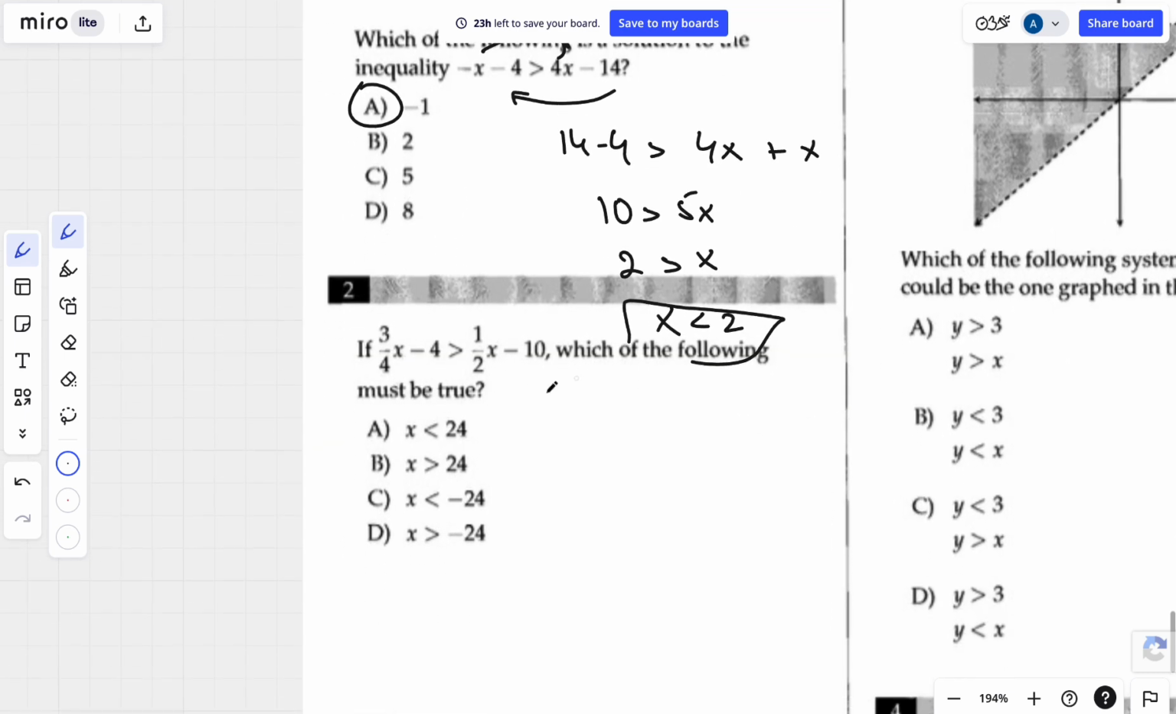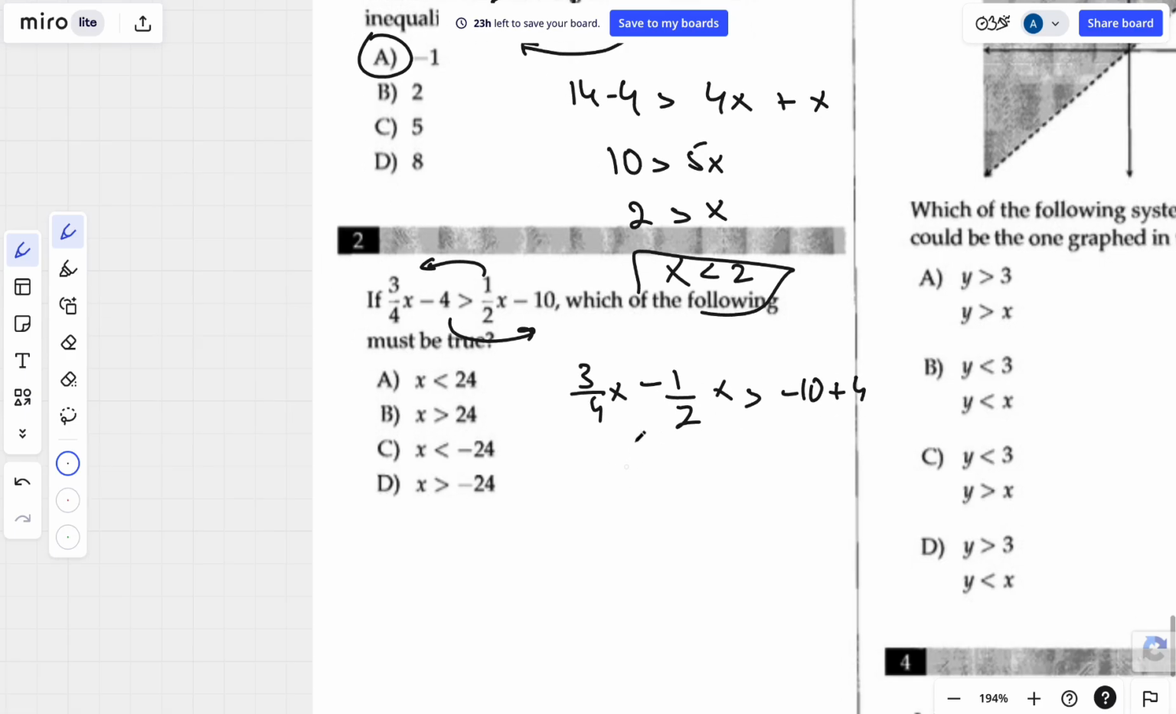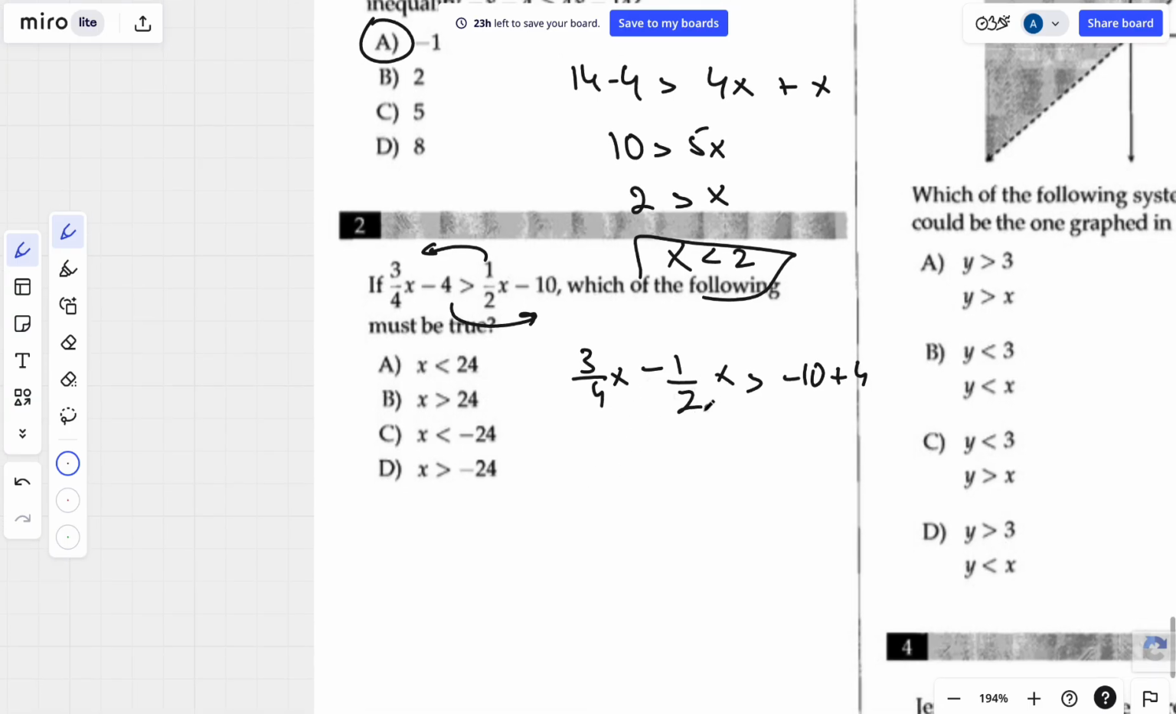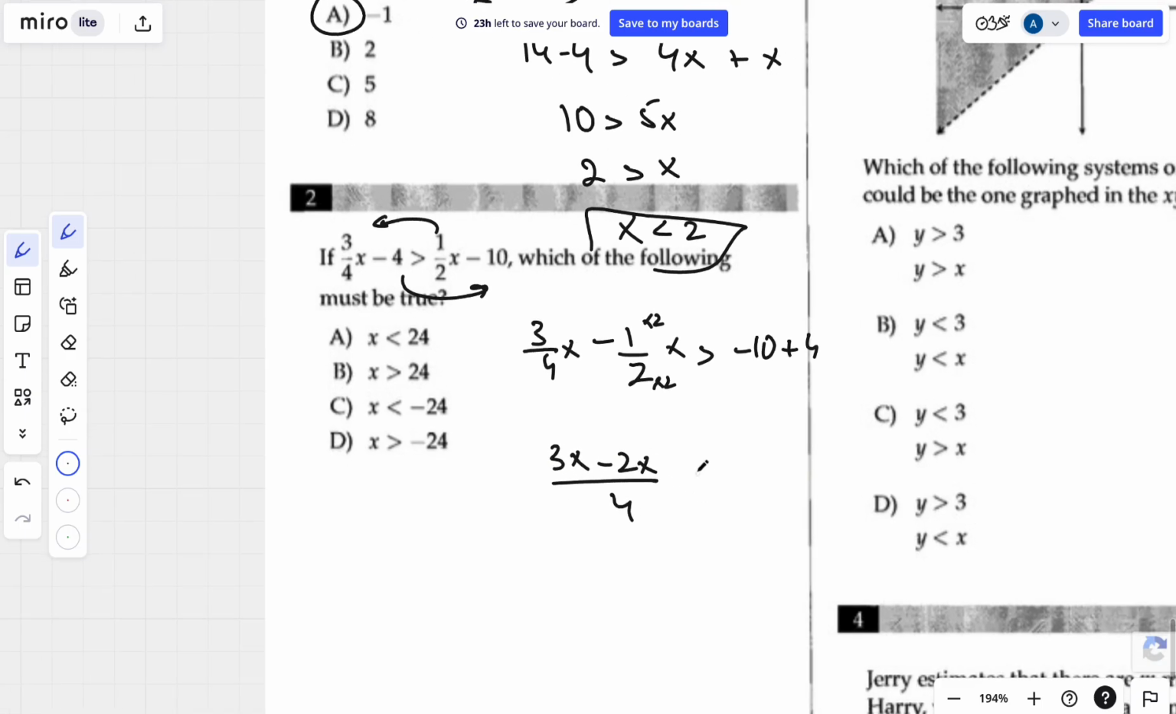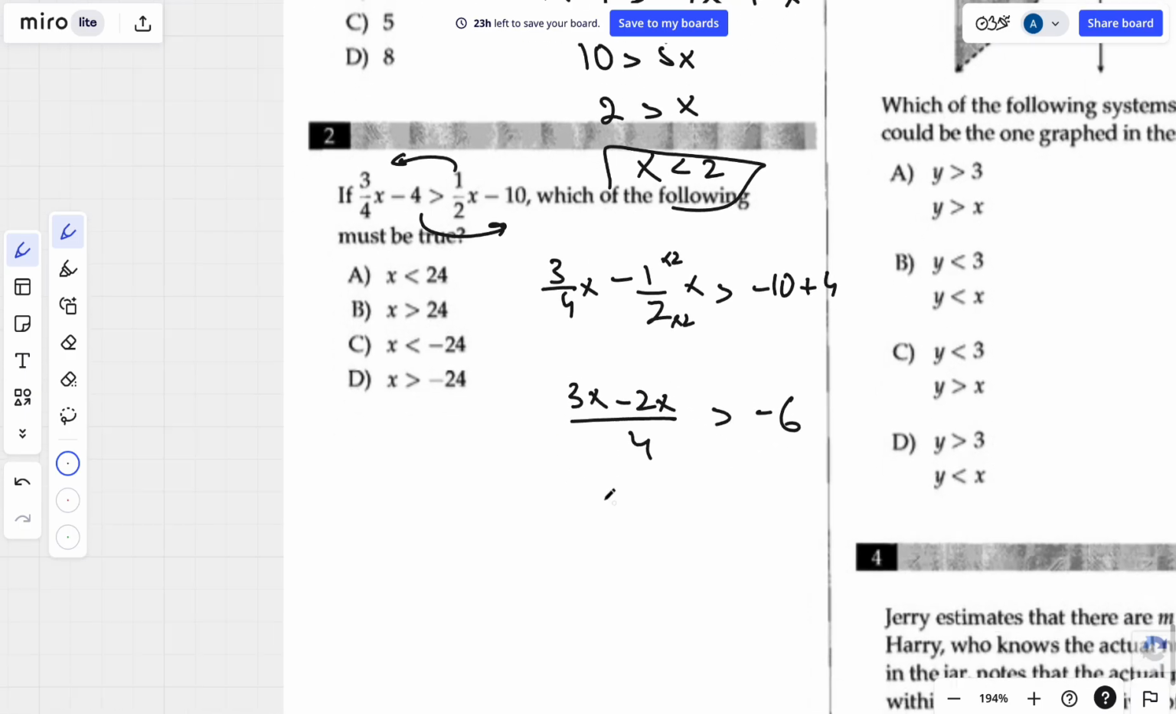Question 2, we have fractions. So I can write this like this. This goes to the left, this comes to the right. Minus 1 over 2x greater than negative 10 plus 4. Find the common denominator, it's going to be 4. So 3x minus, multiply by 2, so 3x minus 2x divided by 4 greater than negative 6. That's going to be x over 4 greater than negative 6.